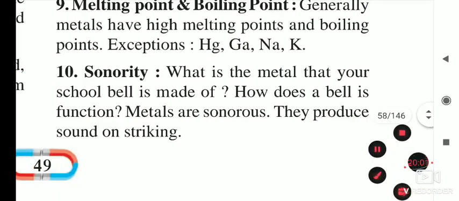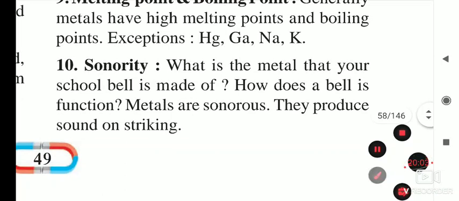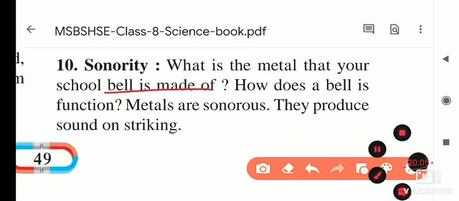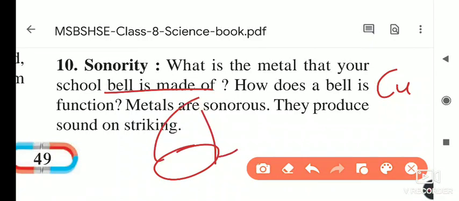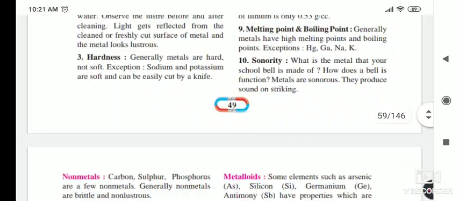Now next is sonority. What is the metal that your school bell is made up of? Yes, it is made up of copper, otherwise iron. How does the bell function? Once we ring it, we can hear its sound for some time, and that property is called the sonority property. Understand? So these all are the properties of metals.